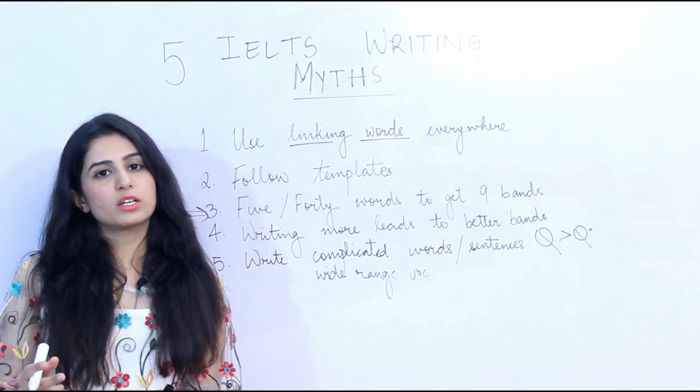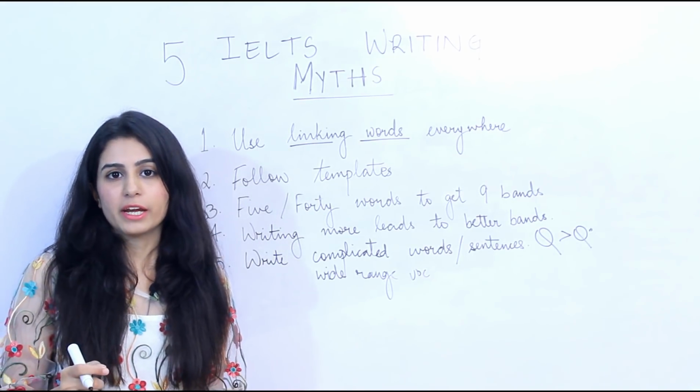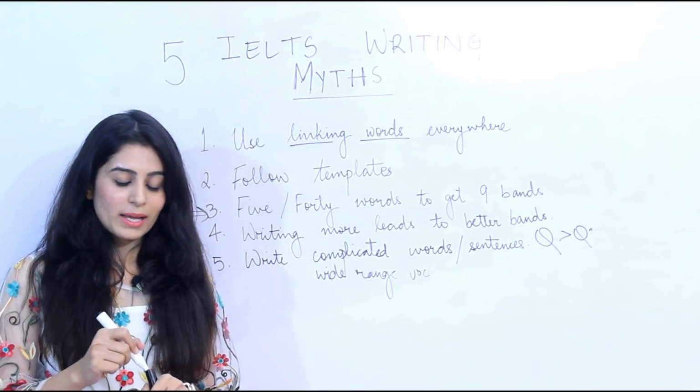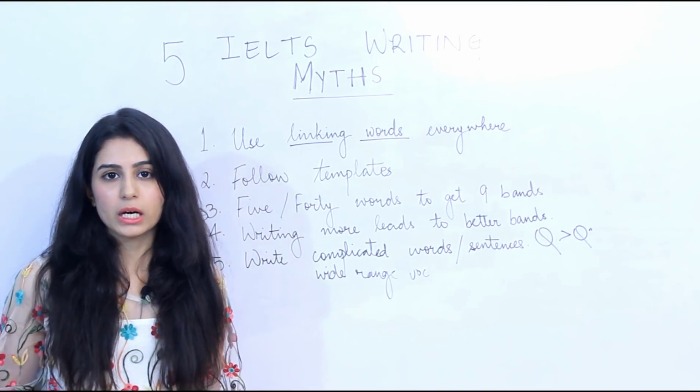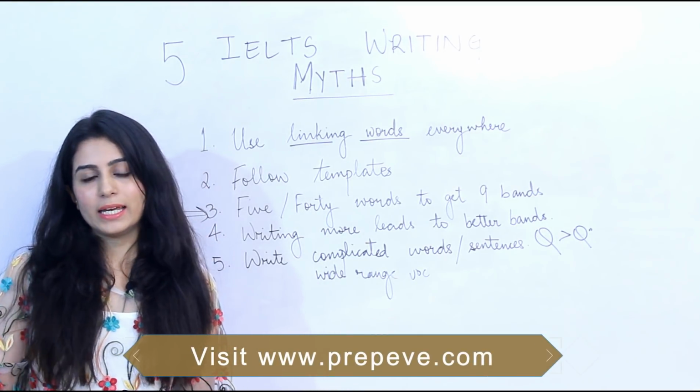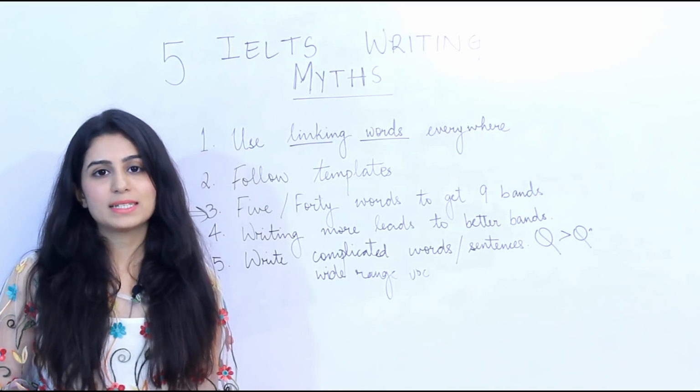There are two disadvantages of using complicated words if you're not very well versed with those words. Number one is that you can get the spelling incorrect. Number two is that you might not use them correctly as per the context of the sentence.